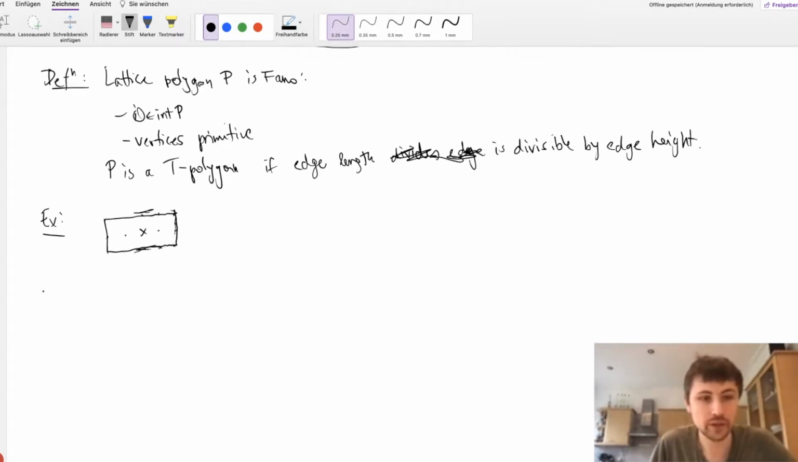So what are they good for? Well, they appear in mirror symmetry, or one formulation of mirror symmetry at least.